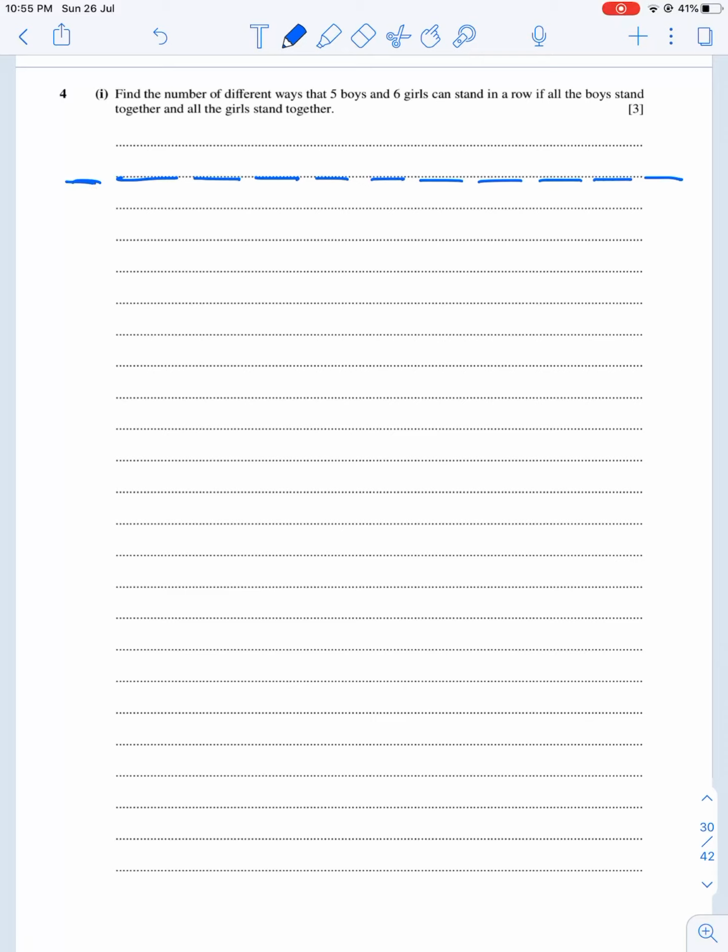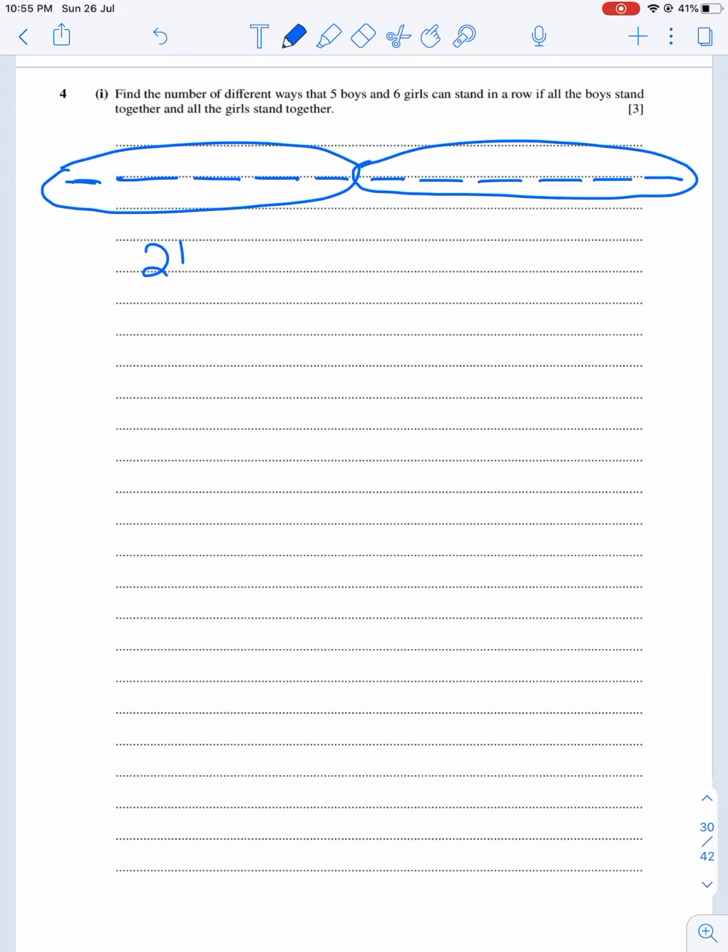okay, I've put 11 dashes. You want all the boys to stand together and all the girls to stand together, so you make a group of 5 here first, and then make a group of 6. Okay, so 2 factorial, because this can come here and this can come here. Okay, 2 factorial into 5 factorial because of the 5 boys, and in the first, if these are the boys, the 5 boys can be arranged in 5 factorial ways.